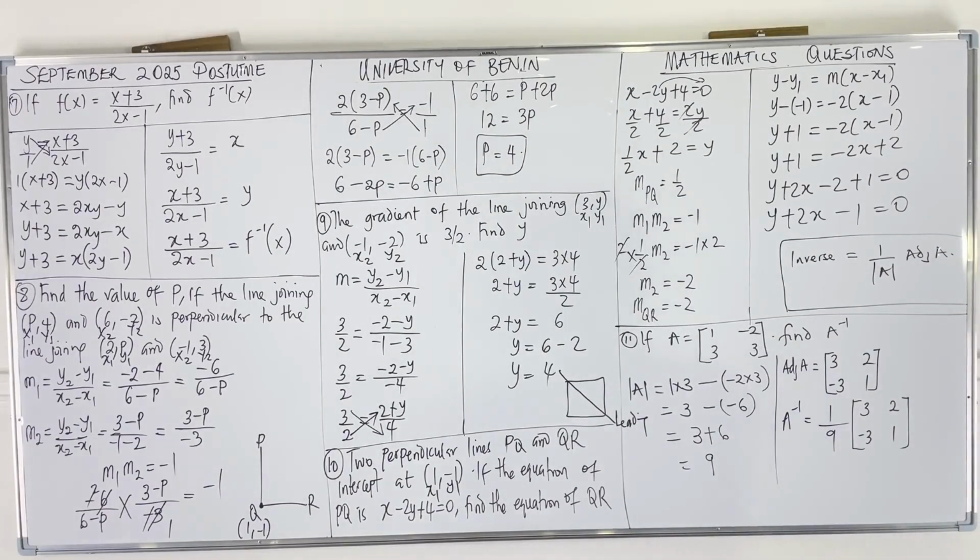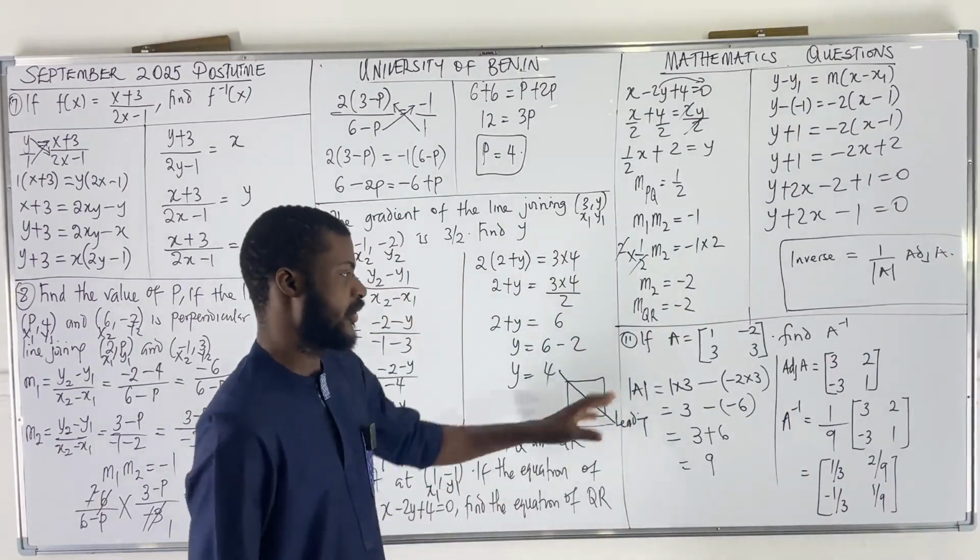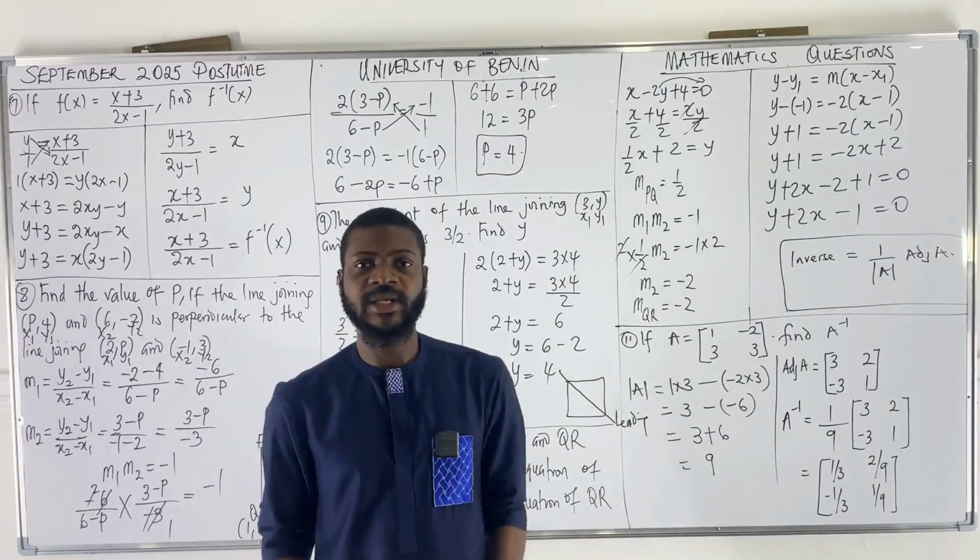That's the answer. But sometimes they can expand. Expanding means multiply every single thing here with 1 over 9. But that will now result in fractions. Let me just do it. So this will become 1 over 3, 2 over 9, minus 1 over 3, then 1 over 9. If you cancel out, this is what you're going to get. So that's how to solve for this very equation. Let's move on to the next.